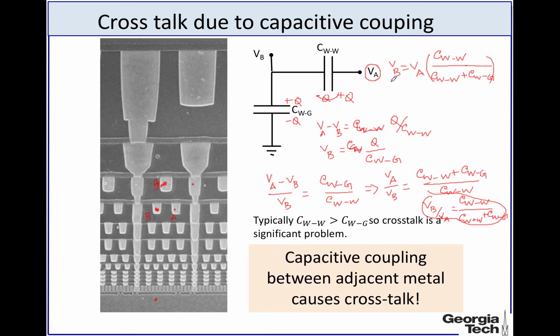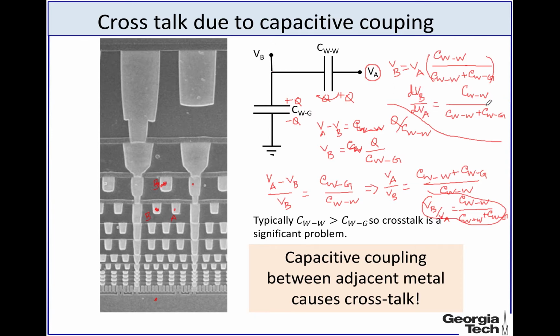Now what we want to have, so essentially we can also write it like this: dVB over dVA equals CWW over CWW plus CWG. So essentially a change in VA will cause a change in VB, and ideally what we want is this ratio to be 0, so that a change in VA won't cause a change in VB.